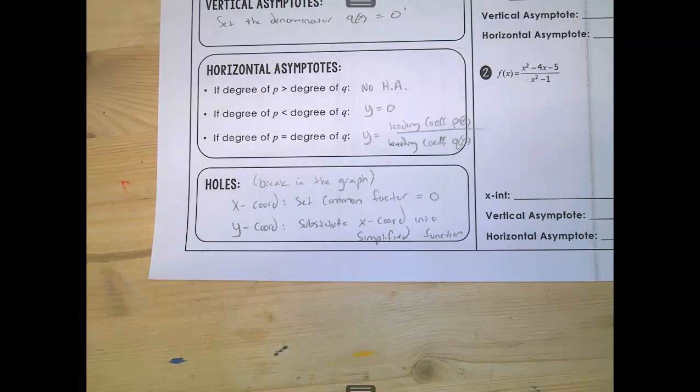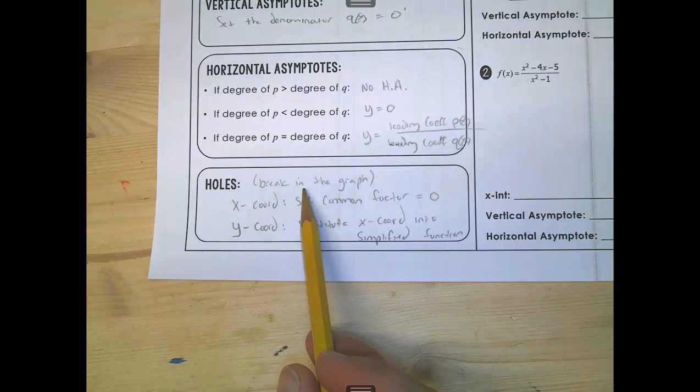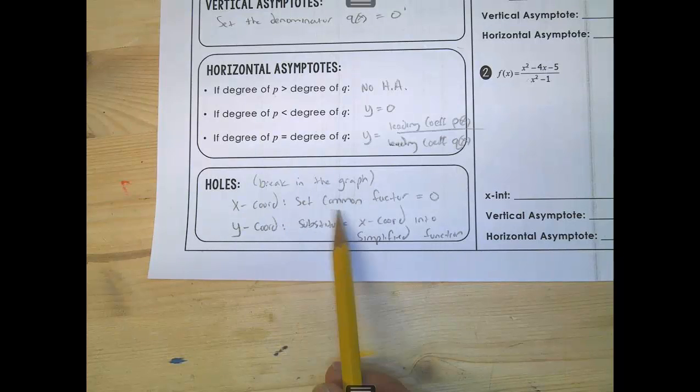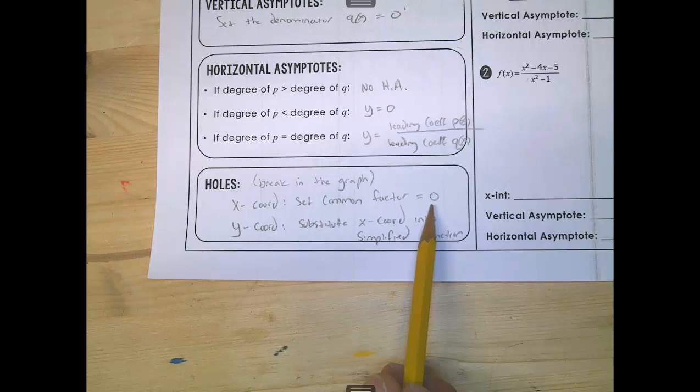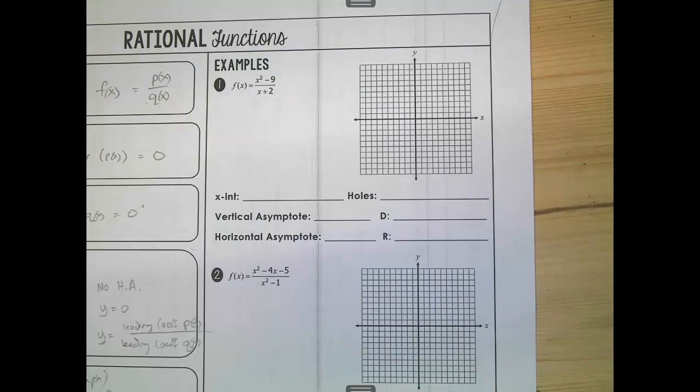All right. Okay, now holes, that little break in the graph, those are just common factors. So if you have a common factor that cancels, set that common factor equal to 0, you'll get your x coordinate. Plug that point in, you'll get your y coordinate. All right, so let's do some examples.